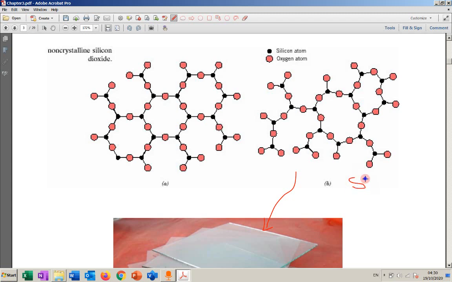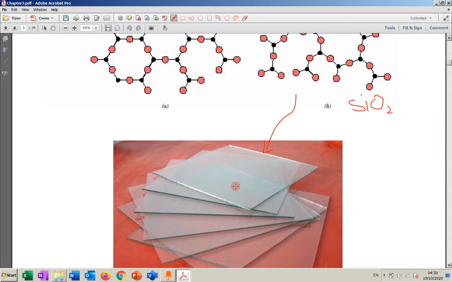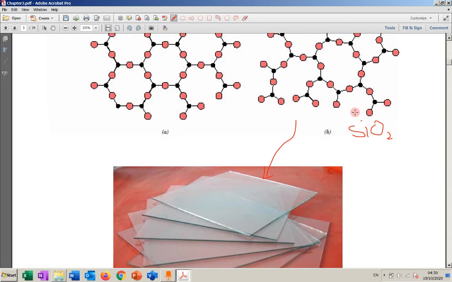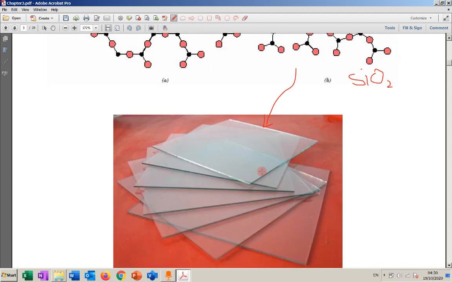SiO2, amorphous SiO2, it's a glass. So if I want to create glass, I don't want to go for the crystal, I prefer it to be amorphous to give us this property.